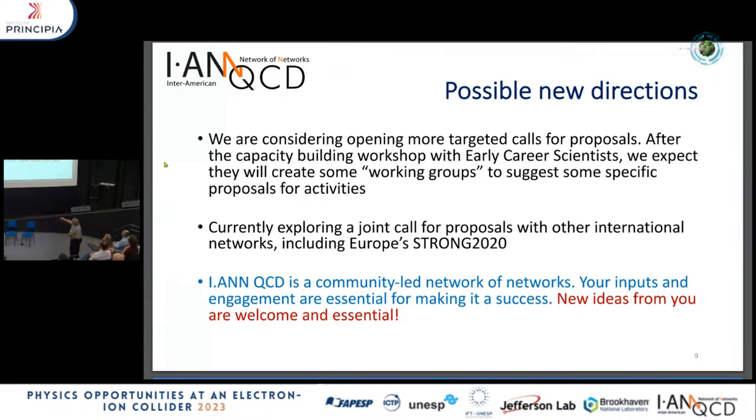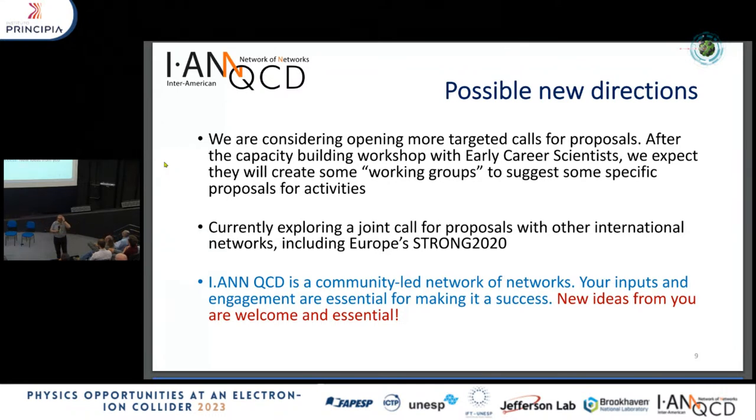We are also seeing a lot of interest in the European Strong 2020 program, to see if we can expand those connections to Europe, because obviously the science at LHC is connected to QCD at EIC and any other project that we are talking about. So to have them be part of this just completely makes sense.